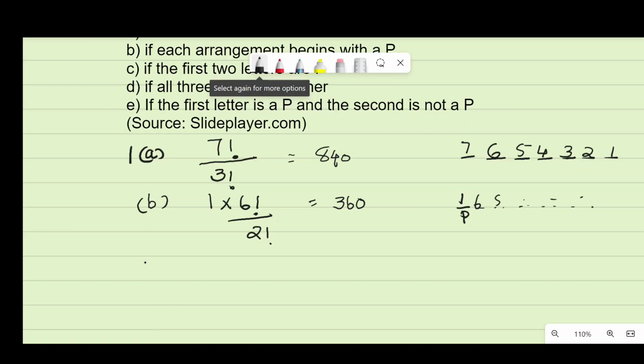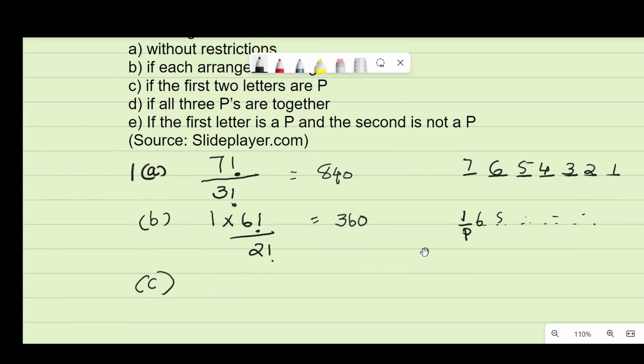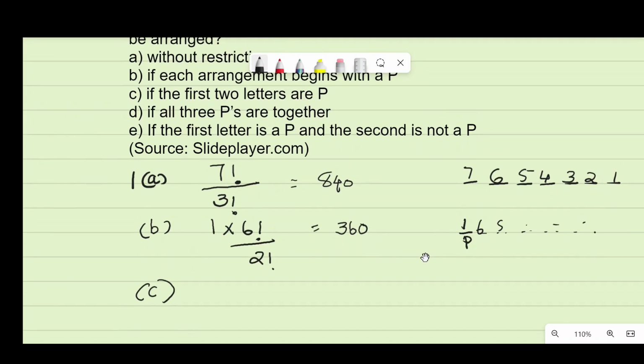Now we are going to see C. The question is, if the first 2 letters are P. That means the restriction is on the first 2 letters now. The first 2 letters must be P. So you take 1 P there, another P there. How many letters are remaining? You took 2 already, so remaining 5.